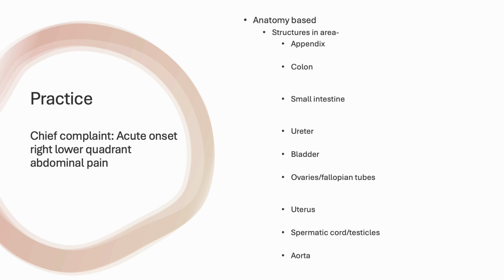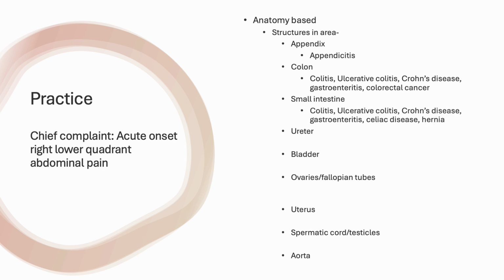So now for each one of these structures, we then will think about potential diagnoses, different pathology that can happen with these structures that might be causing the patient's symptoms. So for appendix, obvious one, appendicitis. For the colon, similar things that we've mentioned before, colitis, ulcerative colitis, Crohn's disease, gastroenteritis, and cancer. For the small intestine, some similar things. We added hernia and celiac disease here.